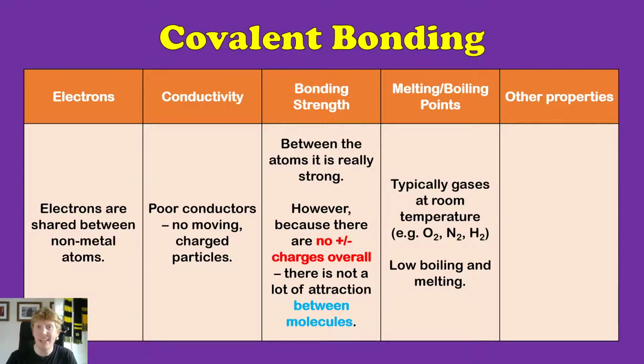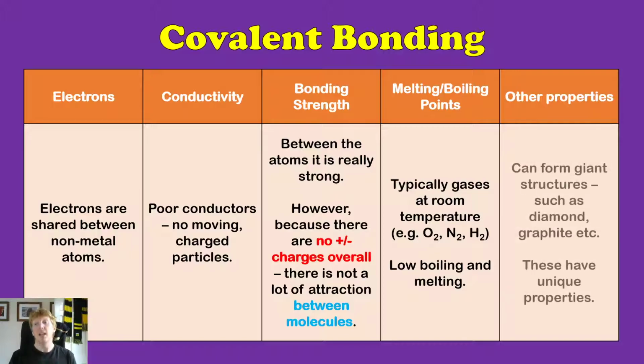They are typically gases at room temperature. So you think of covalent substances, oxygen, nitrogen, hydrogen, really common ones that you will have heard of, and they're gases at room temperature. We actually breathe them in. So because there is not a lot of attraction between molecules, they have low melting and boiling points.